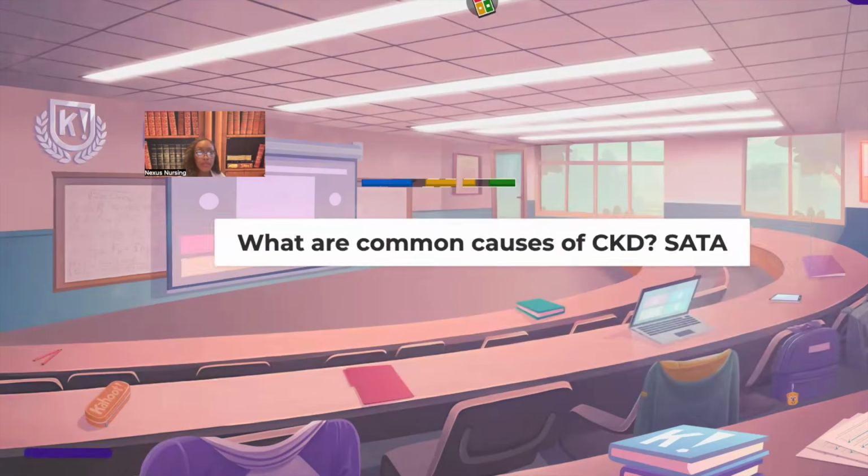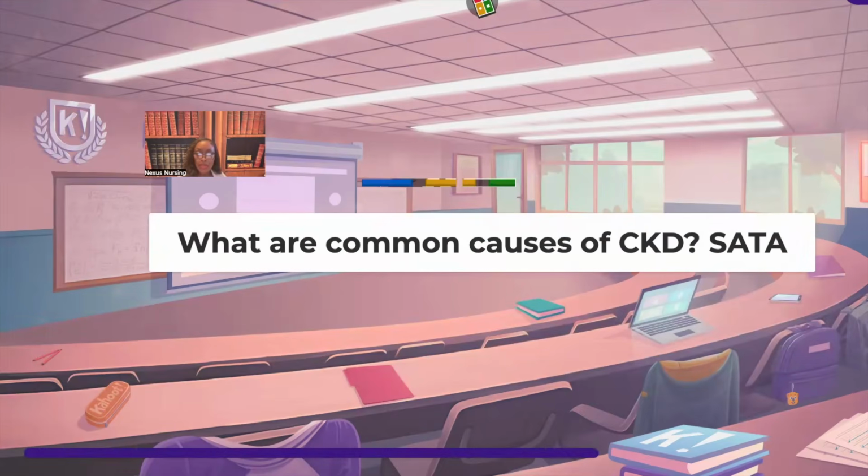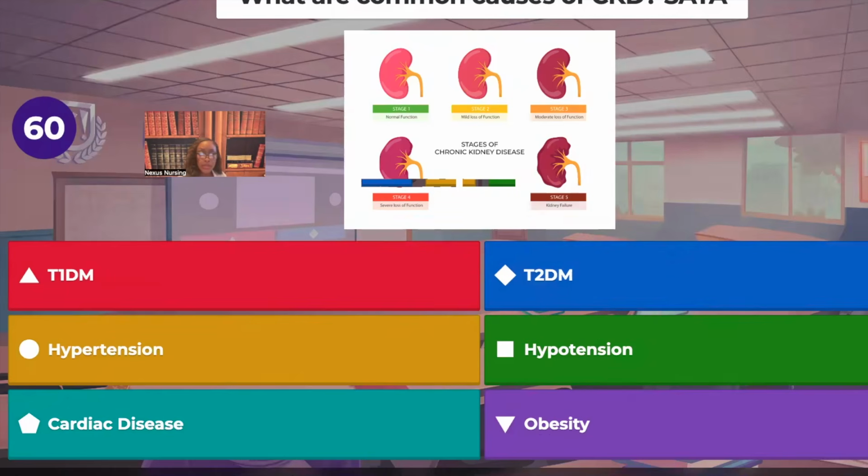Select all that apply. What are common causes of chronic kidney disease? Type 1 diabetes mellitus, type 2 diabetes mellitus, hypertension, hypotension, cardiac disease, obesity.